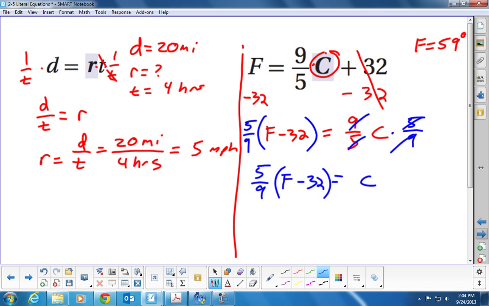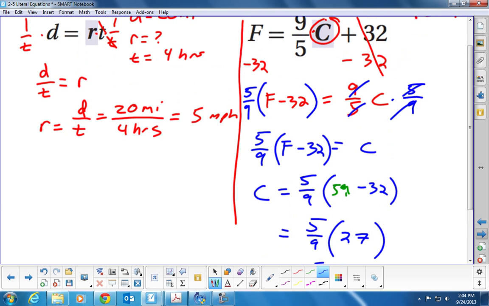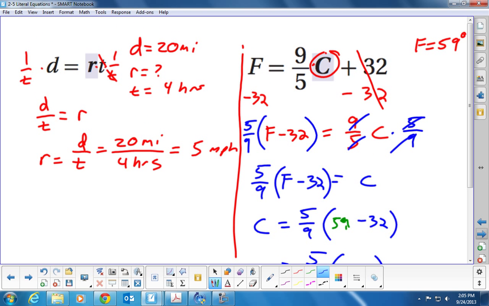To figure out what Celsius is, I substitute in my value of 59 degrees, plus a negative 32. And this is going to wrap up nicely. So again, 5/9 times 59 minus 32, which is 27. Well, 9 goes into 27 3 times, so this is actually 5 times 3, which is 15 degrees Celsius. So 59 degrees Fahrenheit is 15 degrees Celsius. But the reason I was able to figure that out is because I rearranged my equation and solved for a different variable. So this should be pretty obvious now.